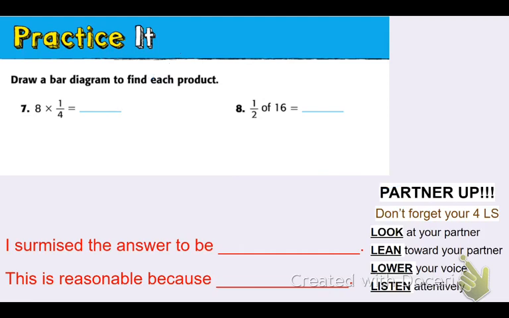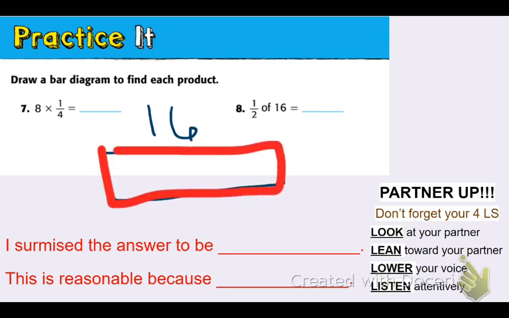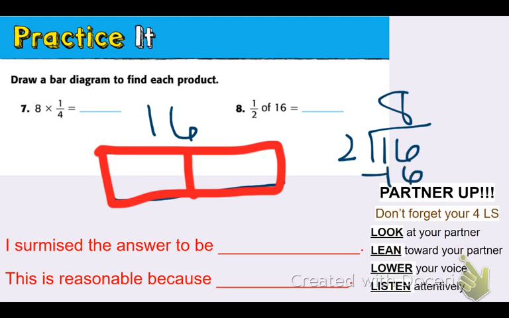All right, let's try number 8. Number 8 says, what is 1/2 of 16? Well, 16 is my whole number. Step 1, write your whole number. Step 2, draw your diagram. Step 3, I need to use that number on the bottom and put my bar diagram into 2 equal parts. So I'm going to draw a line down the middle so I can figure out what's half of 16. Well, if I divide 2 into 16, I get 8, because 8 times 2 is 16.